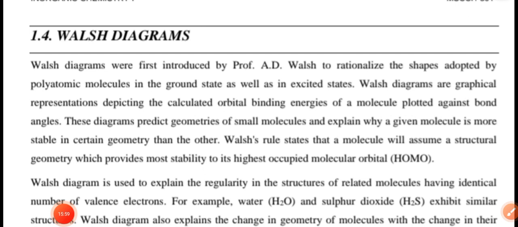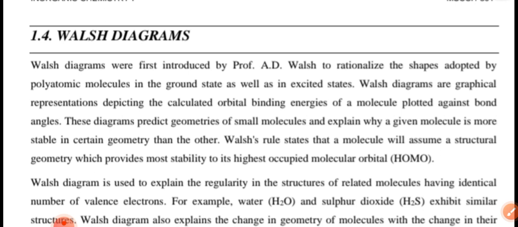Walsh diagram. Walsh diagrams were first introduced by Professor A.D. Walsh to rationalize the shape adopted by a polyatomic molecule in the ground state as well as in the excited state. Walsh diagrams are graphical representations depicting the calculated orbital binding energy of a molecule plotted against bond angles.